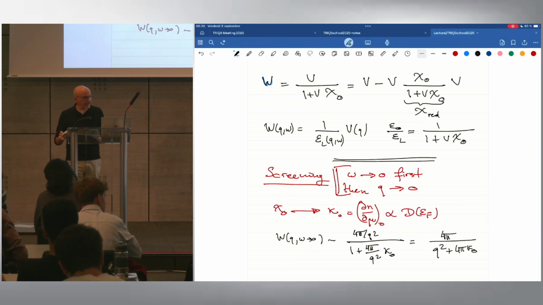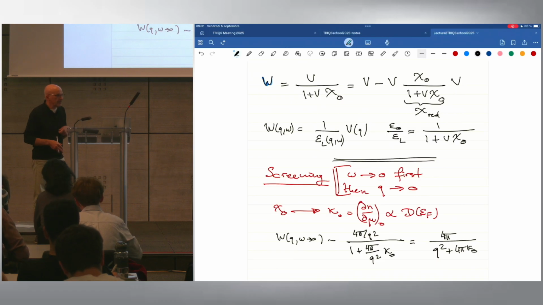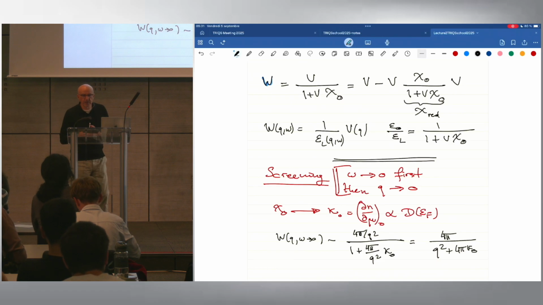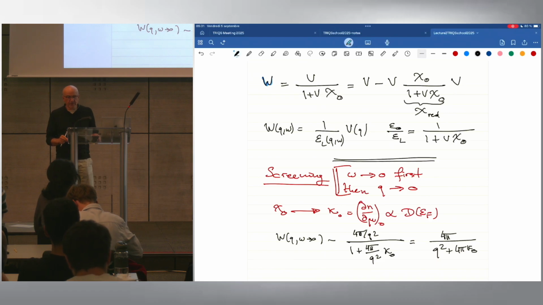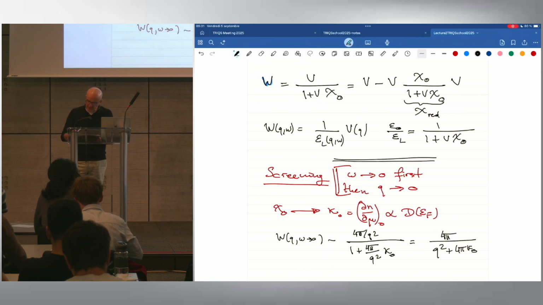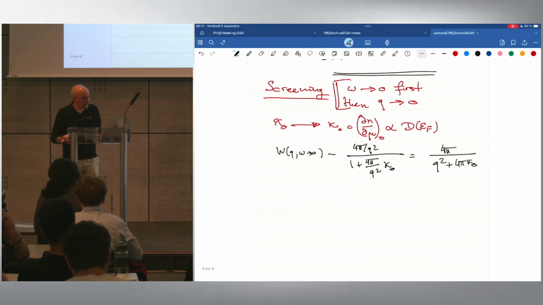And so you see that now the Fourier transform of the potential is no longer 1 over Q square, but it's 1 over Q square plus a constant term, which is given by the compressibility, which in pedantic terms, you could say the photon has acquired a mass. Because 1 over Q square plus m square is the propagator of a massive boson. So the screening, the rearrangement of the medium, has generated a mass for the photon.